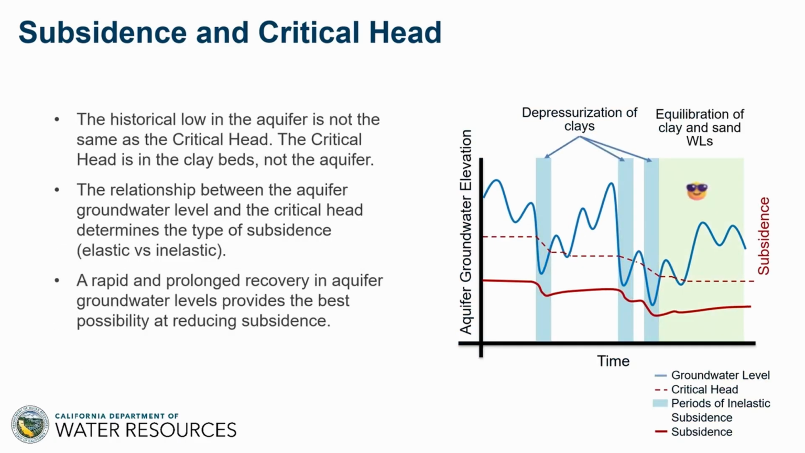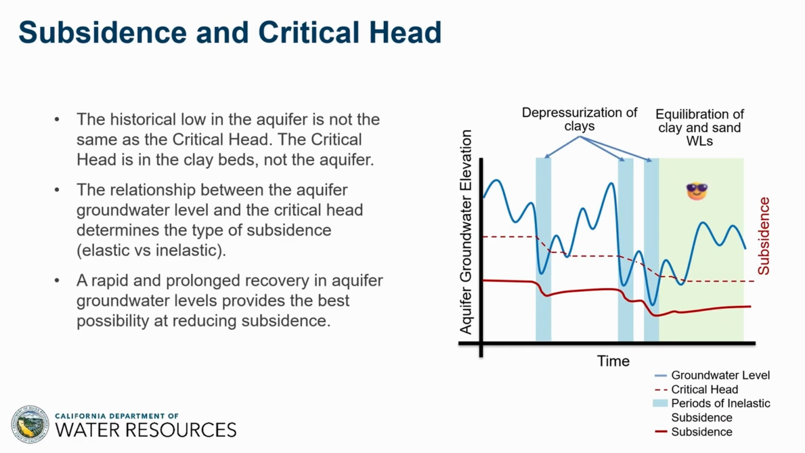I want to point out, and I think you may have heard it before, that when dealing with subsidence, the lowest historical groundwater level is not the same as the critical head. The critical head, again, is in the clay units, not in the sand surrounding the clay units where most wells are completed. So the best way of determining the critical head is to either look at time periods when you're not getting subsidence, or use an empirical approach to estimate it from a combination of groundwater level and subsidence data, or use modeling to determine the critical head.